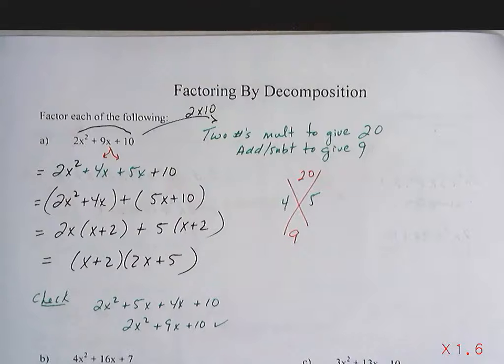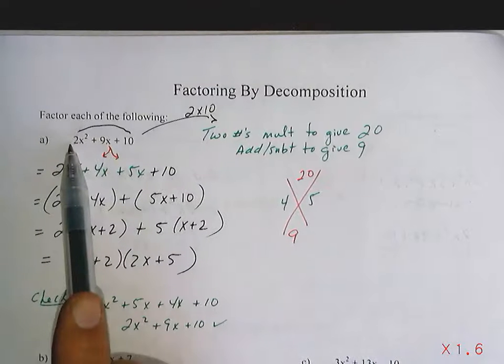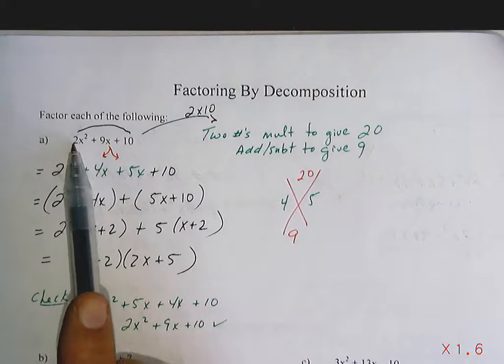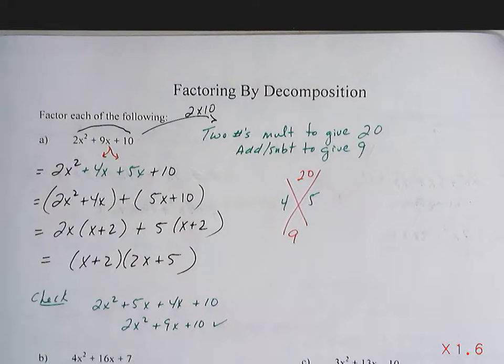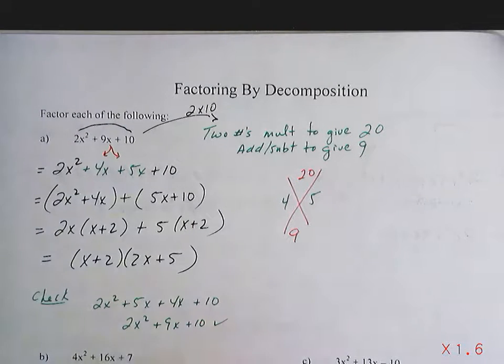So we have just factored a trinomial that has a number in front of the x squared that's not 1. Yay! So we need to do that over and over and over again. Now, I've got 3 more examples.